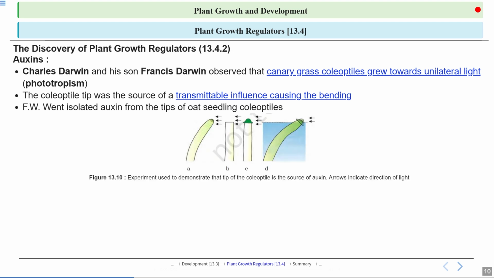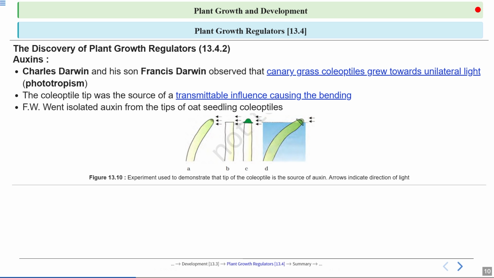So here you can see, if you see the C1, the auxin was later put on this and the light was passed on it. So again, it started moving towards the light. You can see in the D figure, right?